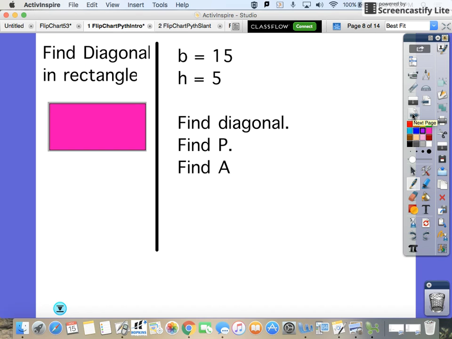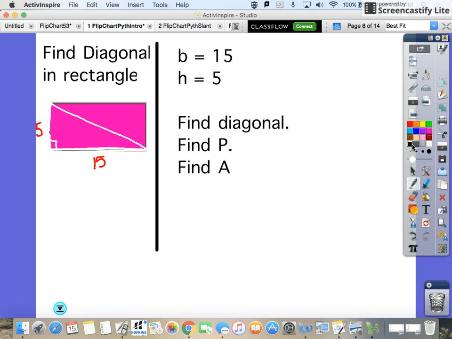This one's a little different. We have a rectangle. It says the diagonal in the rectangle is what we need to find. So it says the base is 15 and the height is 5. We need to find the diagonal. This is the diagonal. If you remember back to our first chapter, the angles in a rectangle are 90 degrees. So that means we've formed a right triangle right here.